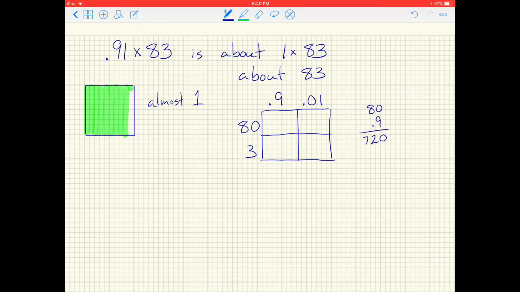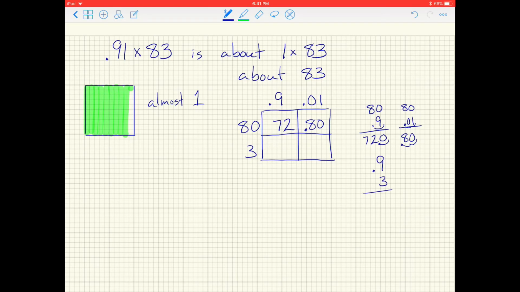So 80 times 9 tenths. 9 times 8 is 72. I have to move that decimal over 1. So 9 tenths times 80 is 72. 80 times a hundredth, that's 80 hundredths. Move that decimal over so I get 8 tenths, or 80 hundredths.